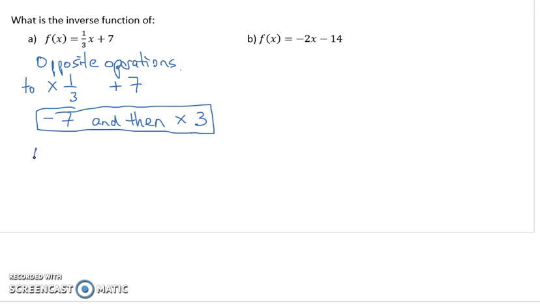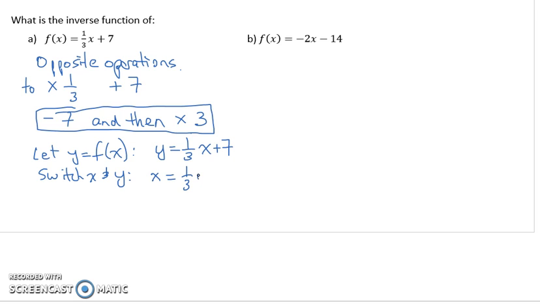Here's what we do. We first let y equal f of x. So that means that y is equal to 1/3 x plus 7. Then we switch x and y. Like we saw in the graph above, the x and y values switched. So we do that. Now, what we need to do is rearrange for y. So I'm going to get x minus 7. There's that subtracting 7 first, and then it's equal to 1/3 y.